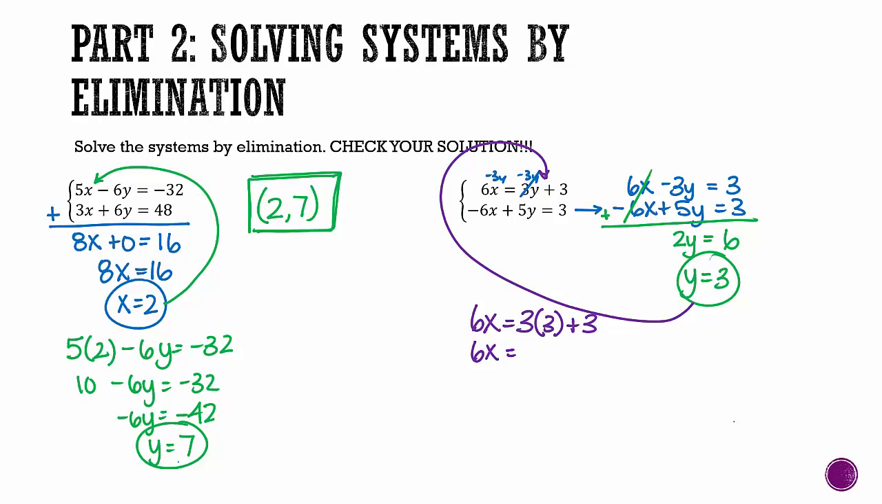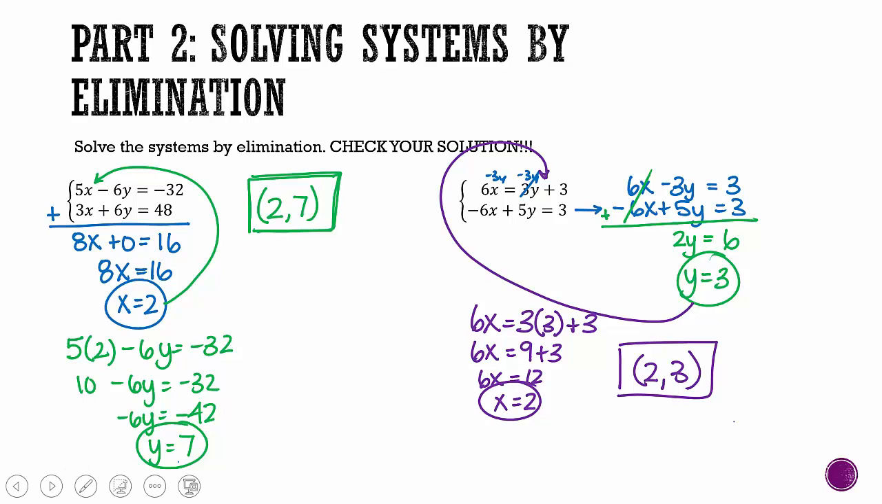If I multiply this together, I get 9 plus 3, which gives me 12. And then all I got to do is divide by 6. So I get 2. So this answer is 2, 3. And just like I said before, you can always check to make sure that it works.